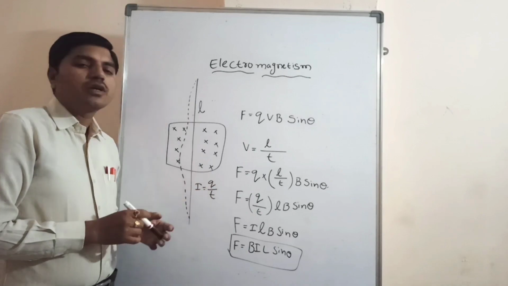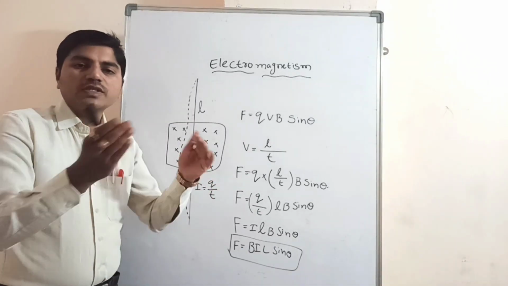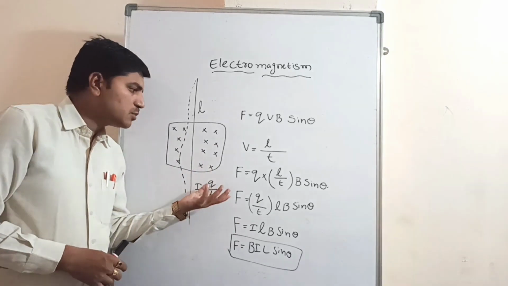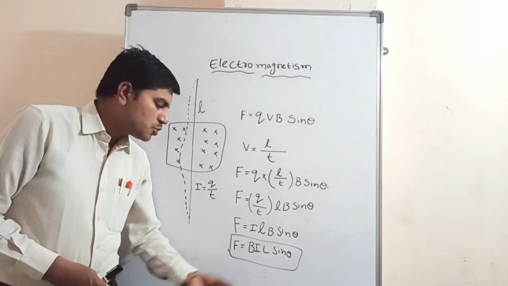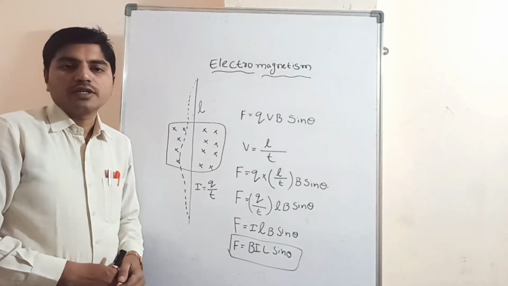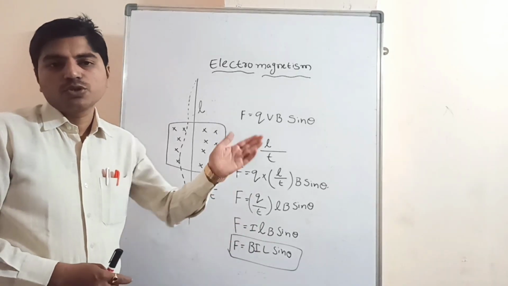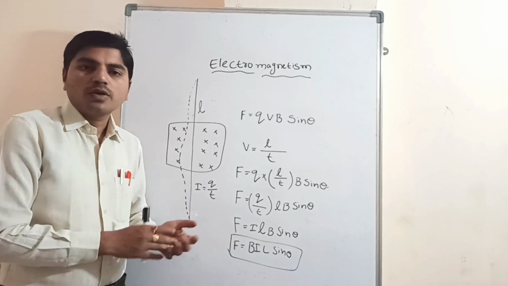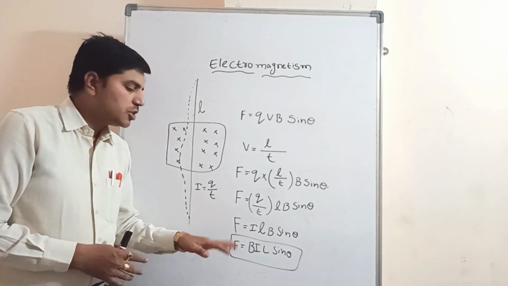So we can easily observe how much force is acting on it. In our exams they may ask questions about the force. F is equal to BIL sin theta, and F is equal to QVB sin theta. In electromagnetism, most probably these two formulas, F is equal to BIL sin theta and F is equal to QVB sin theta, are useful in every area. So we can choose according to that.